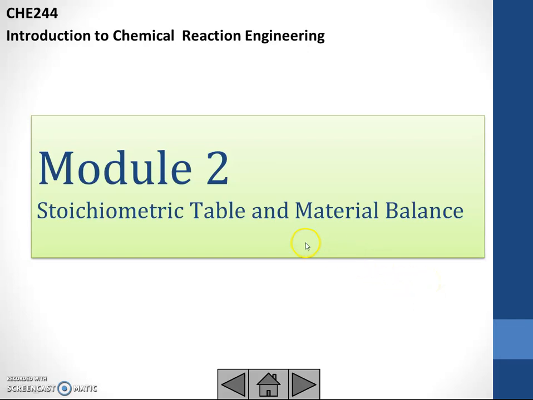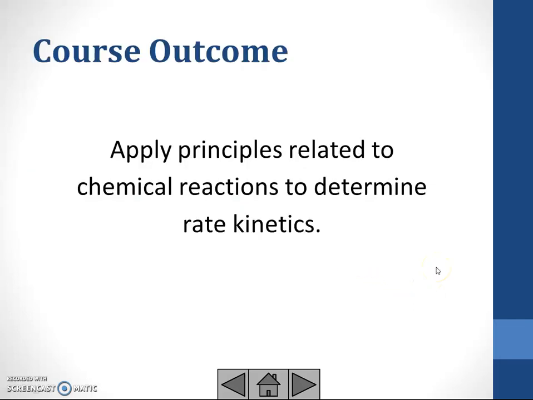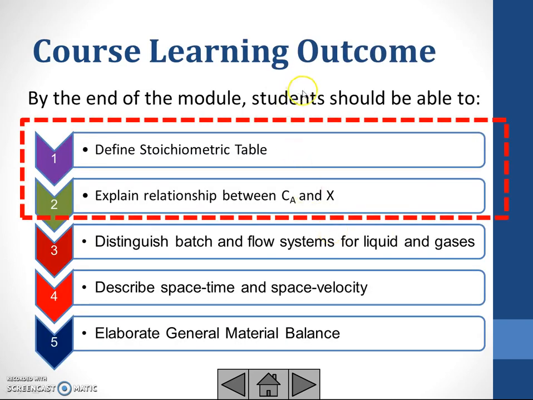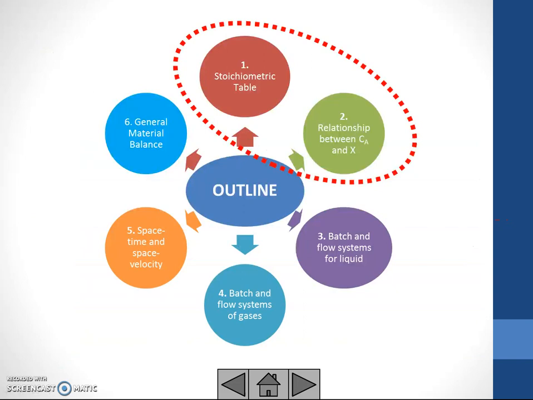Okay, module 2 is about stoichiometric table and material balance. The course outcome for this module is to apply principles related to chemical reactions to determine rate kinetics. And the course learning outcome for this module is, by the end of the module, students should be able to define stoichiometric table and explain the relationship between concentration of A and X, the conversion.